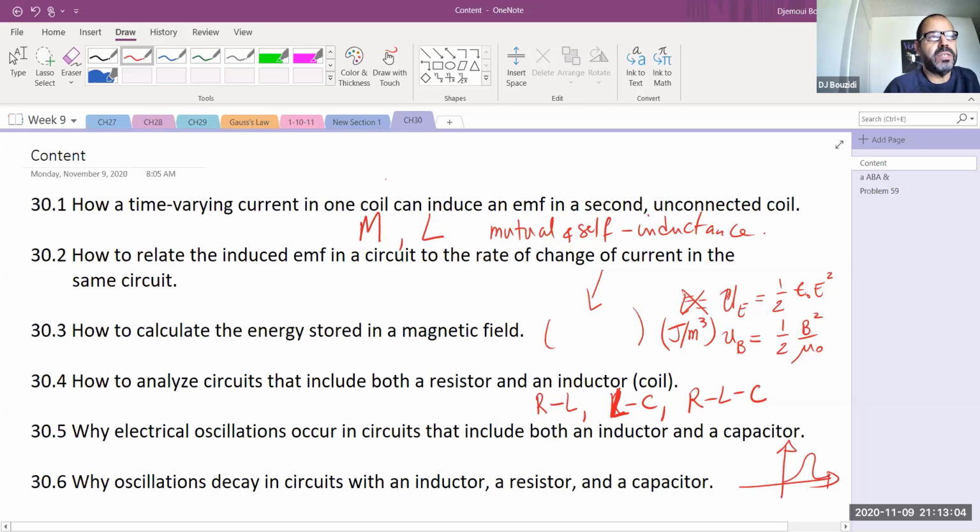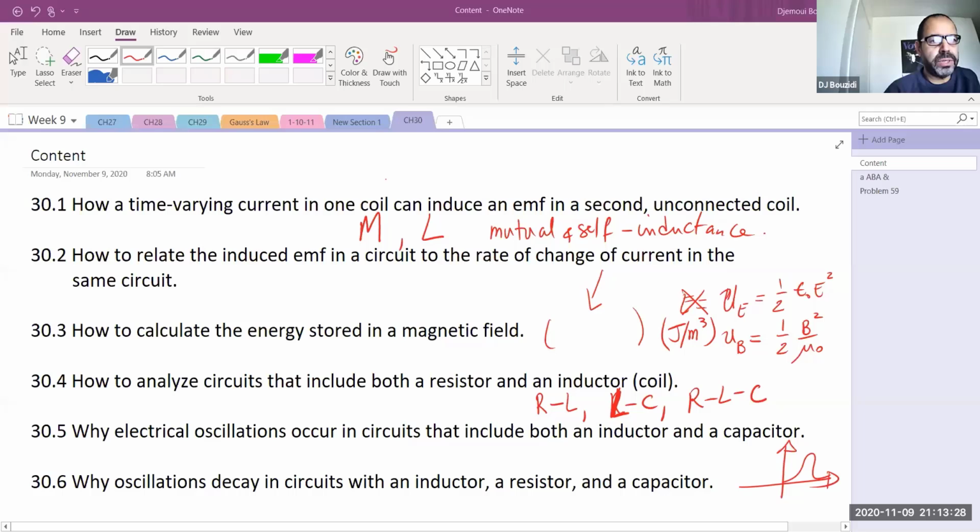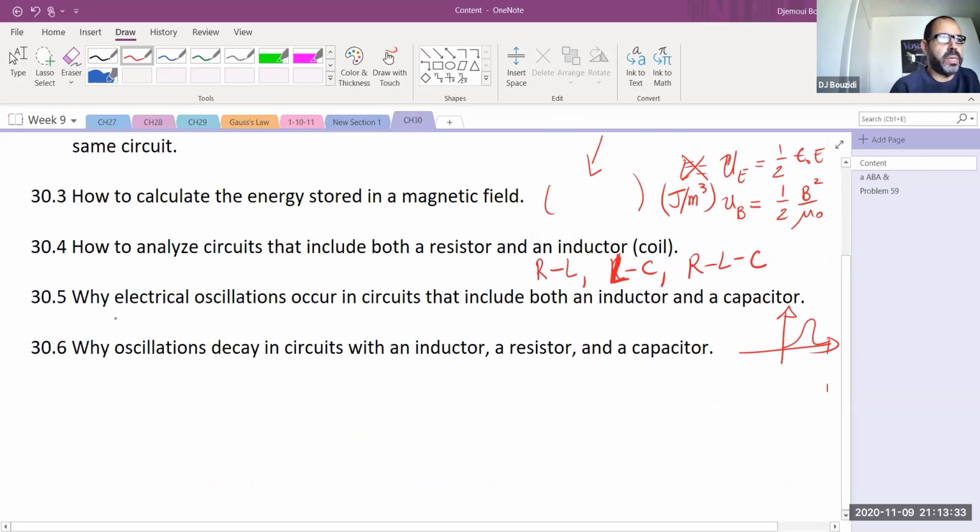Did you do resonance when you did physics 4A? Do you remember that or not? Yes, no? Okay, so it's going to be very, very similar. As a matter of fact, we're going to draw an analogy between the mechanical system from physics 4A and this case. So we're going to do an analog.